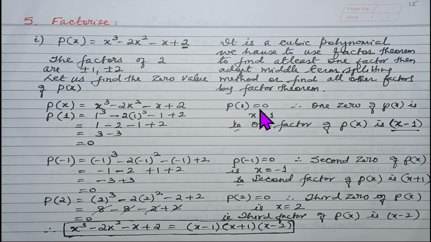So when p of 1 is 0, that means x equal to 1 is the zero. If x equal to 1 is the zero, x minus 1 is a factor. If p of minus 1 equal to 0, then x is equal to minus 1. That means the second factor of p of x is x plus 1. If p of 2 is equal to 0, then x is equal to 2. That means x minus 2 is the third factor. So we have the factors as x minus 1, x plus 1 and x minus 2. So these are the three factors of the given cubic polynomial, and that's the procedure.